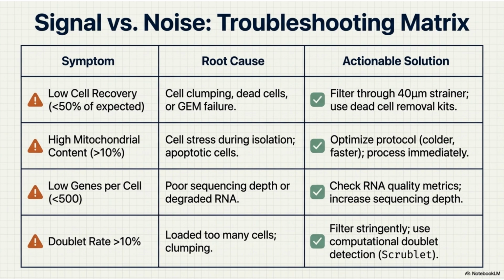When troubleshooting, look out for common symptoms. Low cell recovery can be addressed by better filtering during sample preparation. High mitochondrial content may require optimizing your isolation protocol. Use this matrix to identify root causes and actionable solutions for your experiment.